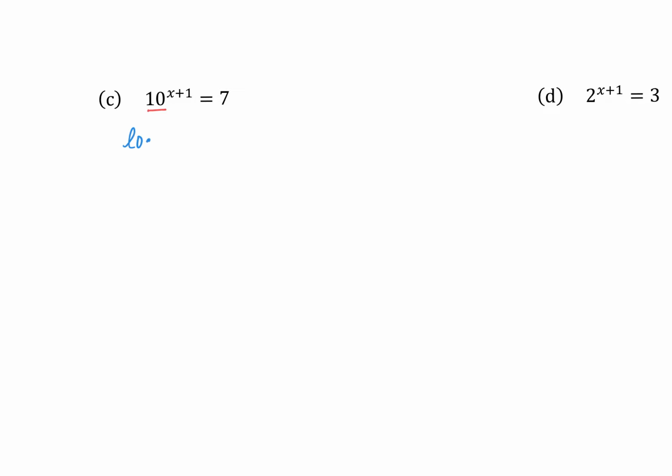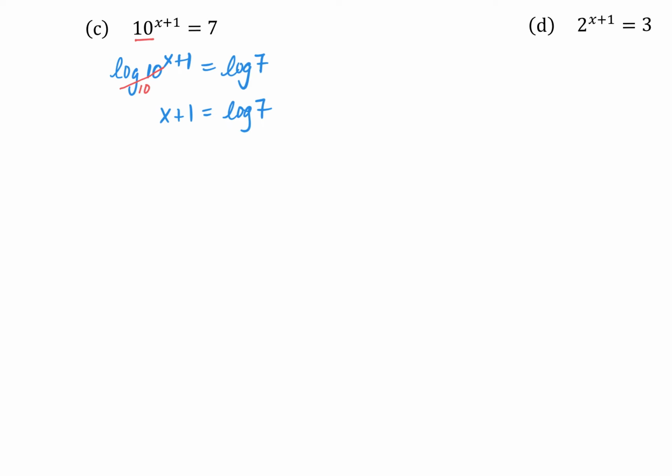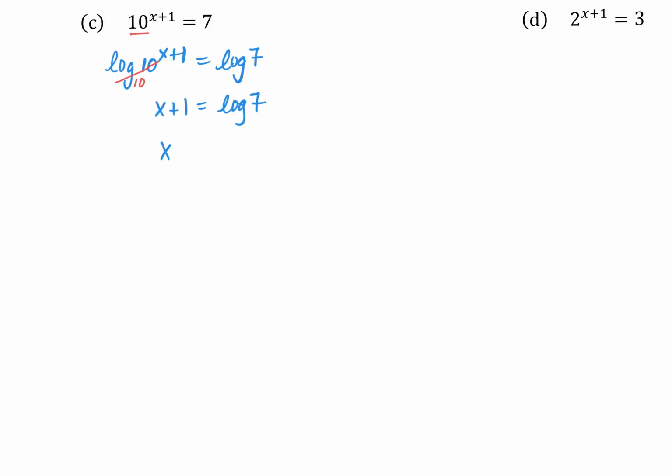This becomes log of 10 to the x plus 1 equal to log 7. Properties of logs, because remember this is base 10, says if the base and the argument match, they cancel. I end up with x plus 1 equal to log 7. And now I would simply subtract 1 from both sides to get my exact solution, x equal to log 7 minus 1.